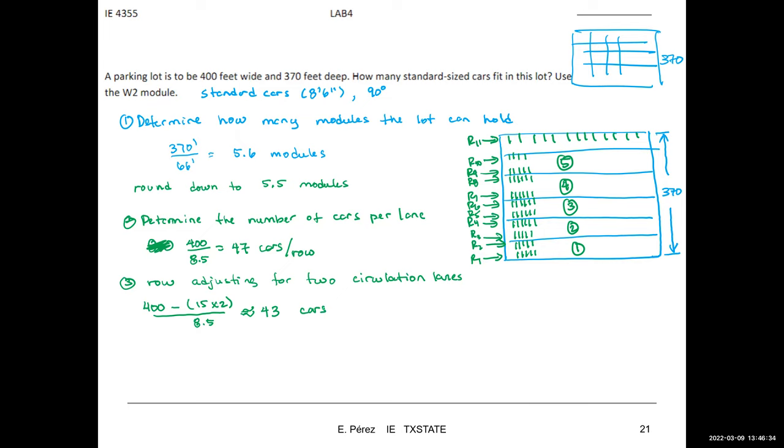Okay, so here we have the next steps. You determine the number of cars per lane. So you have 400, the dimension, the depth, divided by 8.5, that gives you 47 cars per row. And then adjusting for two circulation lanes, you have about 43 cars for those rows impacted by the circulation lanes. So now you just have to find the total based on that. Rows 2, 3, 4, 5 up to 10 will have 43 cars. Rows 1 and row 11 will have 47 cars. And you find the total. That makes sense.